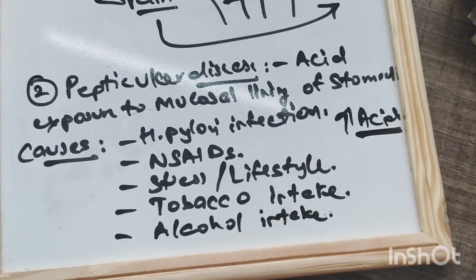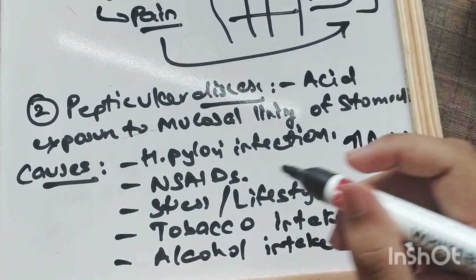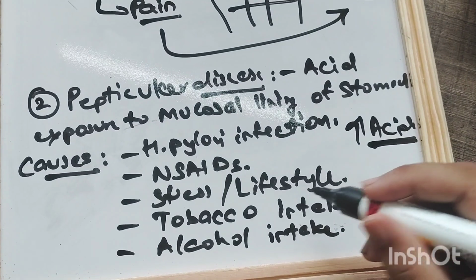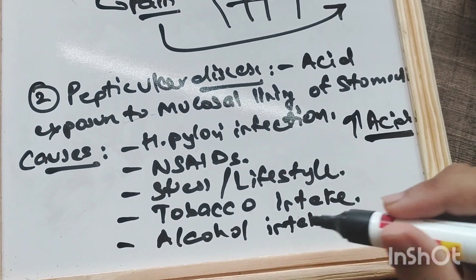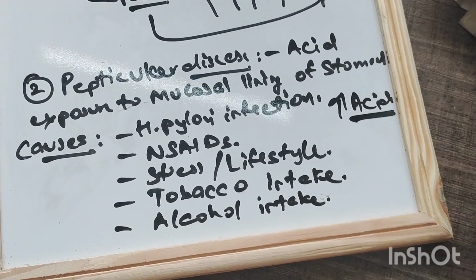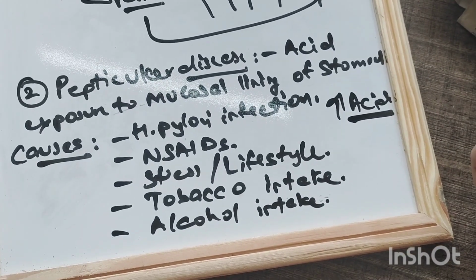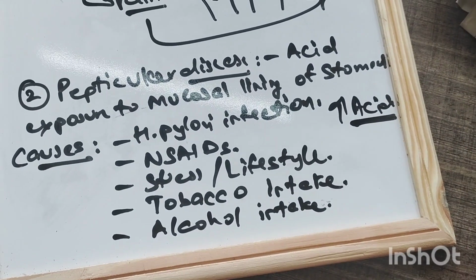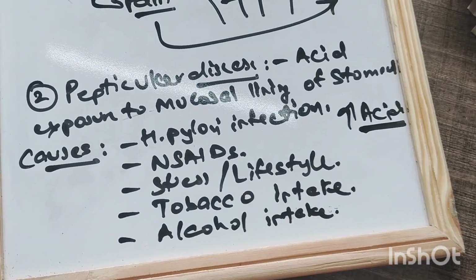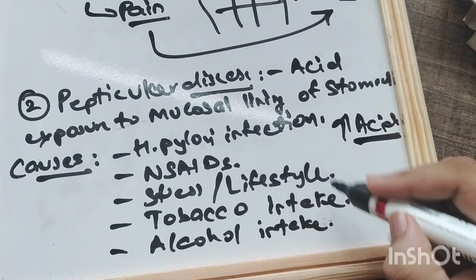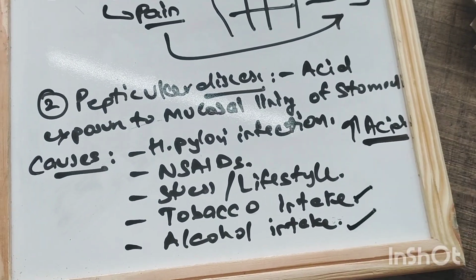The causes of this are H. pylori infections, non-steroidal anti-inflammatory drugs, stress or lifestyle. Lifestyle means if you are having a lot of spicy foods, or you are not having food at regular intervals, which causes increased acid production in the stomach. These may cause peptic ulcer disease. Tobacco intake or alcohol intake.